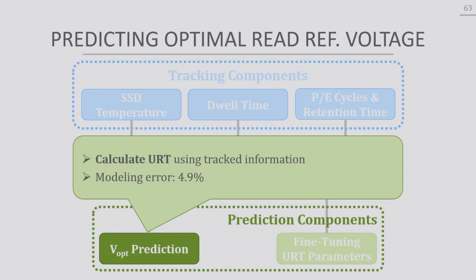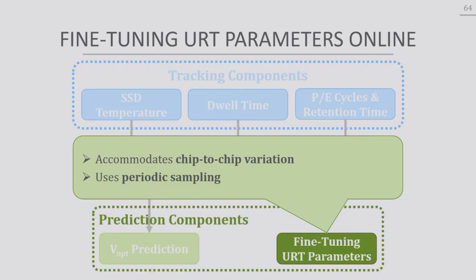Essentially, it calculates URT using the tracked information, and then it has very high accuracy. And then the second prediction component essentially fine-tunes the URT parameters in the background. This allows us to accommodate chip-to-chip process variation, because we can learn a different set of parameters for each flash chip. And to minimize the overhead, we use periodic sampling to sample a small number of flash blocks within each chip, and perform some characterization.